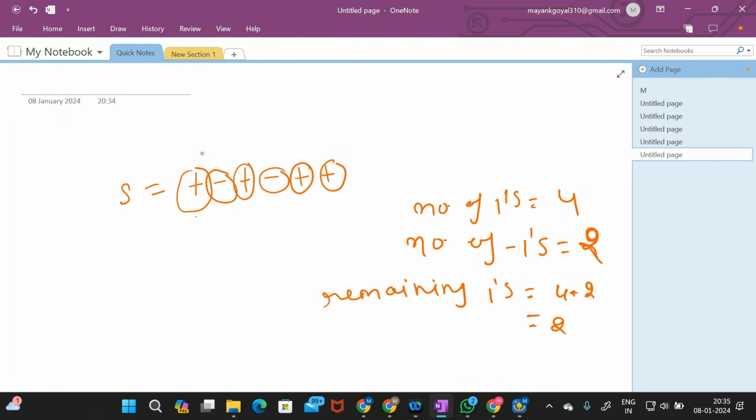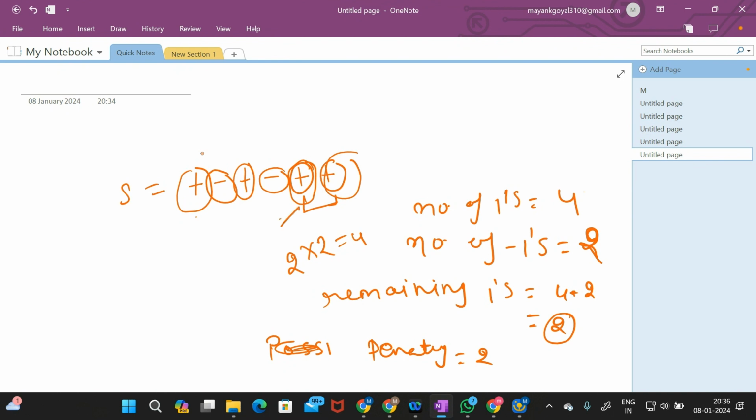So our penalty is 2 because two ones are remaining. If we create a subarray of these two, what is the sum? 2 cross 2, penalty 4. If we create two subarrays, this subarray and this subarray, the penalty for this is 1 cross 1 and for that 1 cross 1, which is equal to 2.